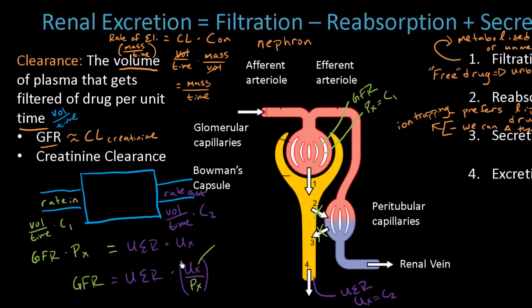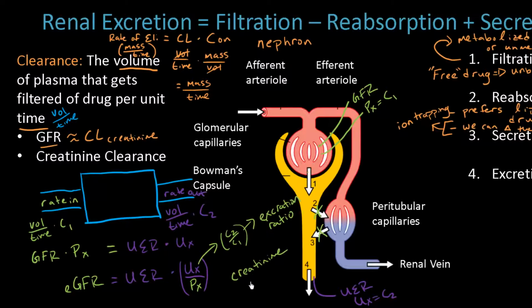So this little relationship right here, it's kind of like saying C2 over C1. This has a term. It's called the extraction ratio. It kind of gives us a sense of how well that organ can get rid of that drug. And so we use this equation to estimate our glomerular filtration rate, eGFR. So the substance that I'm referring to that is freely filtered, it all goes through, but is not reabsorbed or secreted, is creatinine.